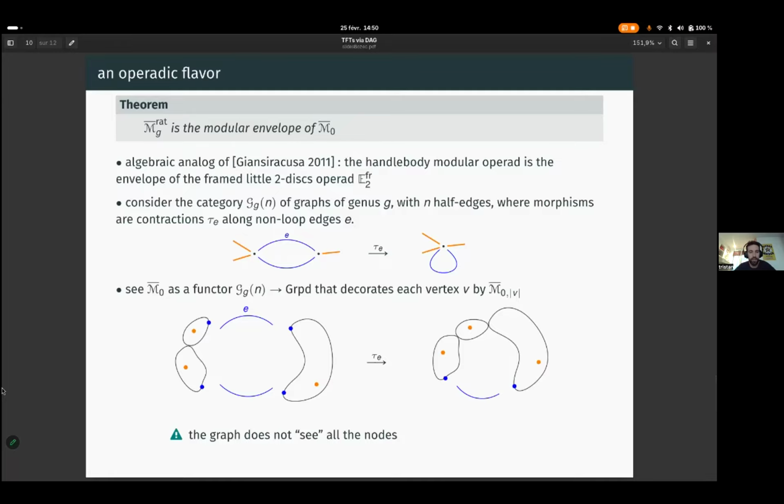Okay, so what do we do? I've already mentioned that it has a lot to do with graphs. I can consider those of genus g. What will play the role of my marked points are just going to be half edges coming out of my graph. I've depicted this in orange here. And the morphisms are going to be contractions along non-loop edges. Basically it means that you can contract any tree in your graph, and you keep whatever's left. Then the contracted edge disappears, and I give you an example here.